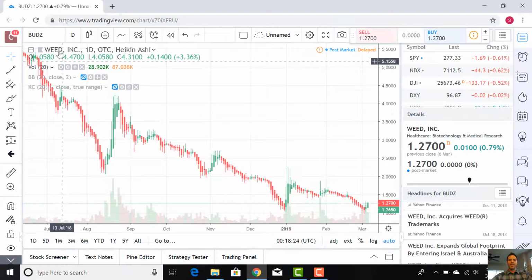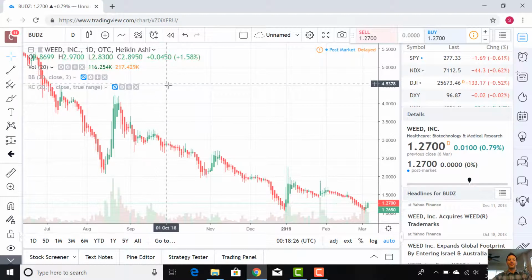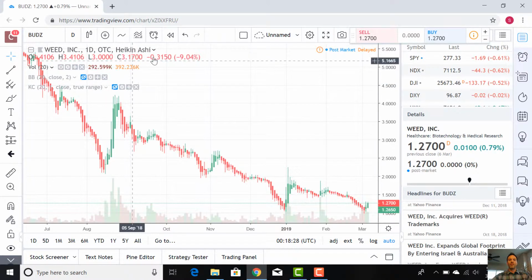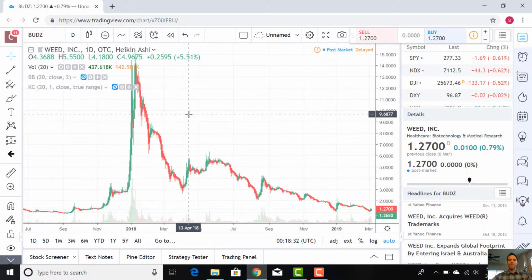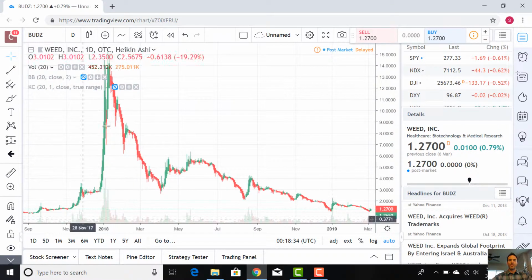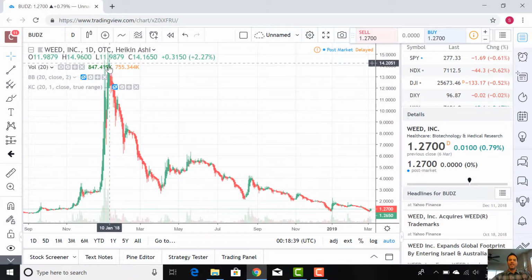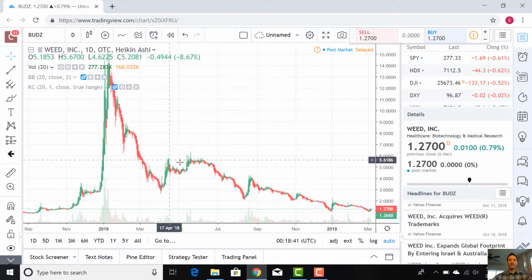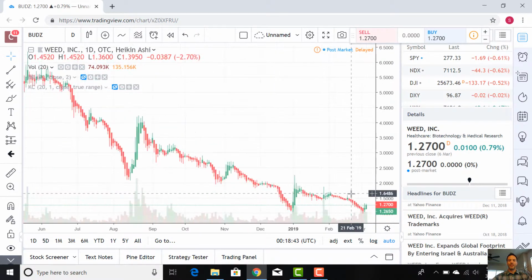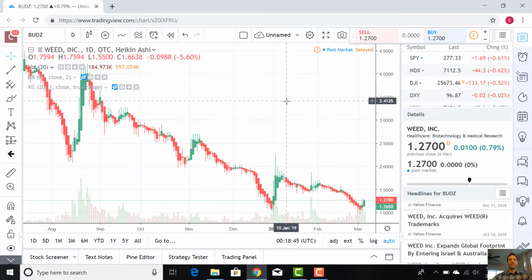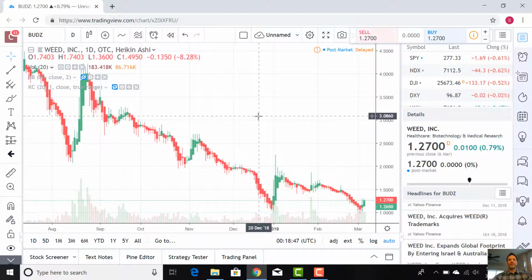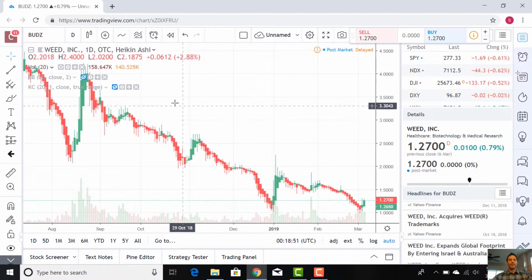You'll see we're looking at Weed Inc. on the OTC. They trade on the pink. We're using our Heikin-Ashi, and again, the ticker is BUDZ. And I'm just going to zoom out real quick. Look at this downward trend. They had some positive press back in December 2017. They actually hit $13, $14, and then look at this trend, down, down, down. We're currently just above $1. So what volatility for this stock in just over a year, unbelievable.